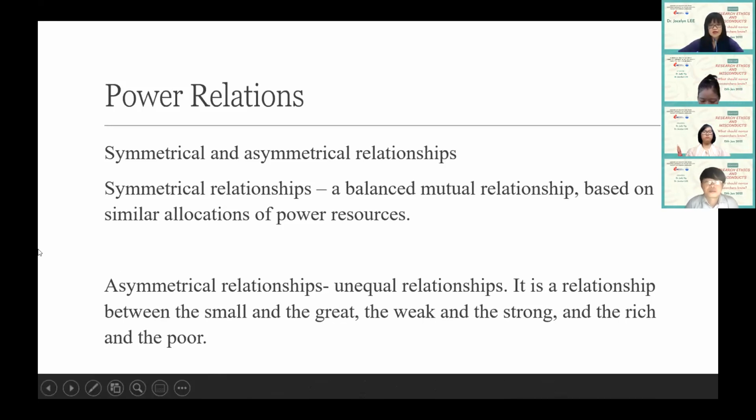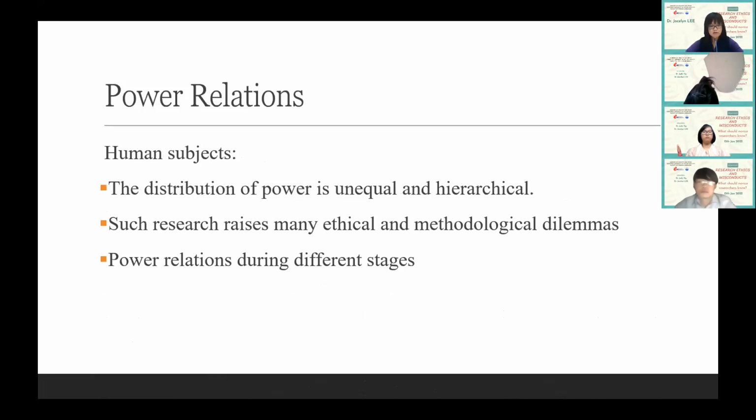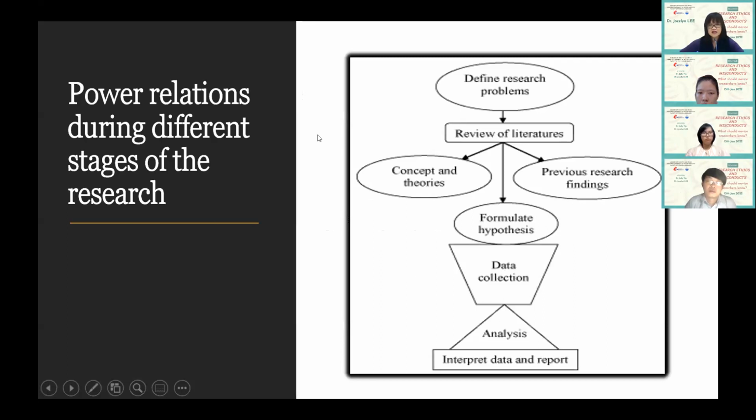So in dealing with human subjects, in your participants, there is a distribution of power. Whether you like it or not, it does exist. Normally it is unequal and hierarchical. Such research raises many ethical and methodological dilemmas. So there are power relations during different stages of a research study: right from the beginning, when you spot some problems, as you prepare your proposal and the review of literature, looking at the different theories, during your data collection period, and after data collection, when you analyze and interpret for your report. There are power relations. Now, what kinds of power relations?